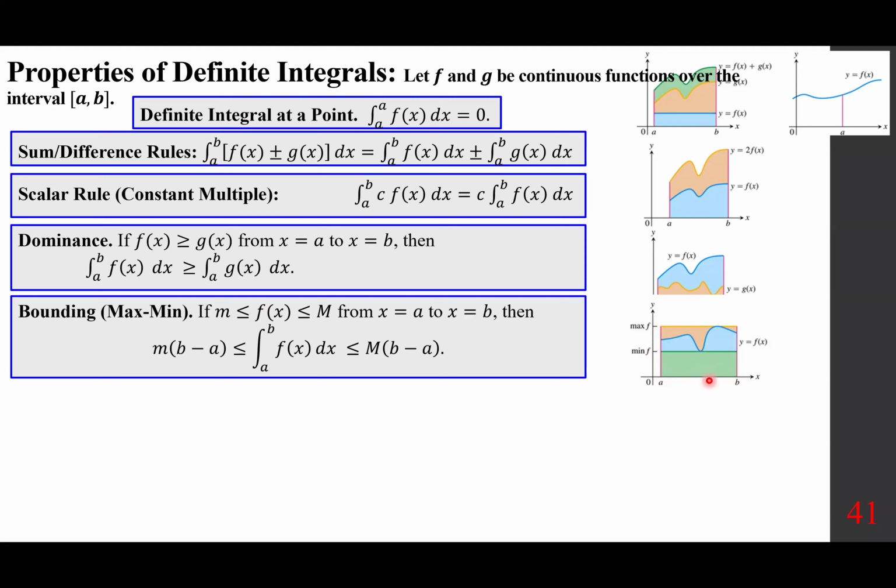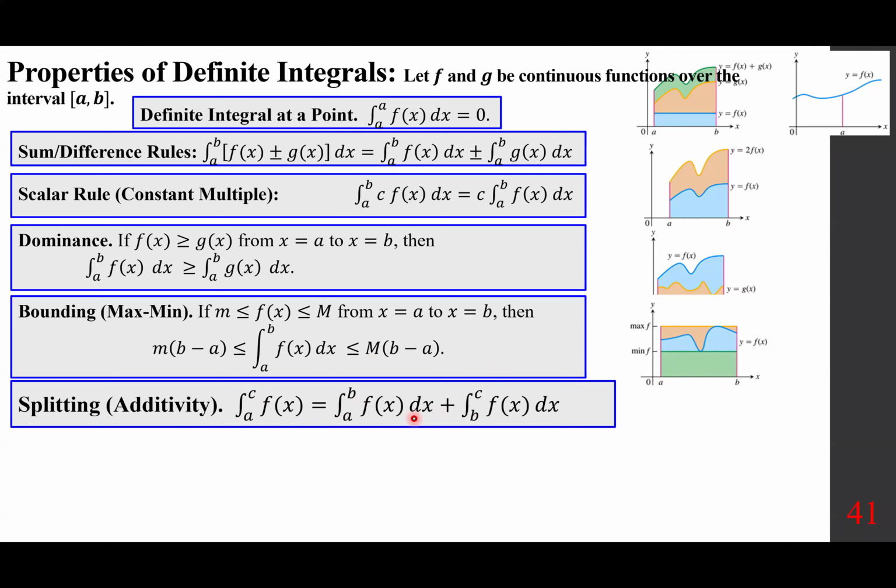Splitting, or additivity. The integral of a to c is the same as the integral of a to b plus b to c of f of x dx, when we split them into two parts. So we want to evaluate the integral of a to c. You can evaluate it from a to b and then from b to c and add them up. That's the idea.